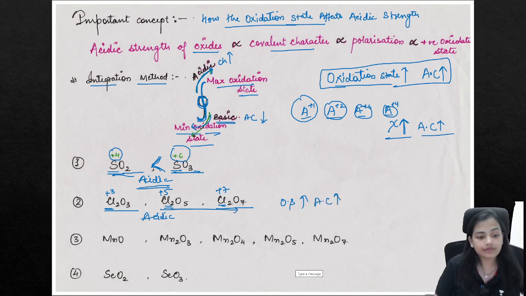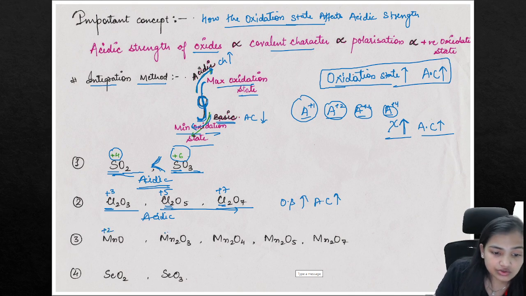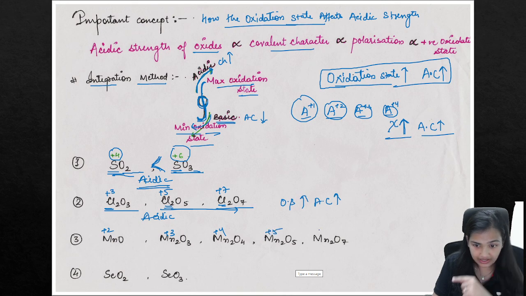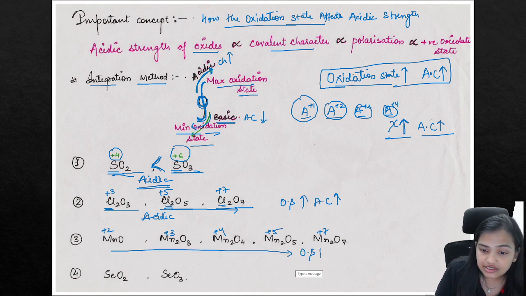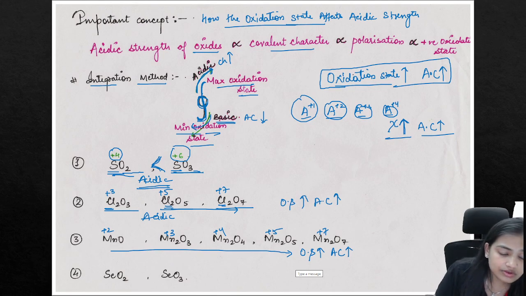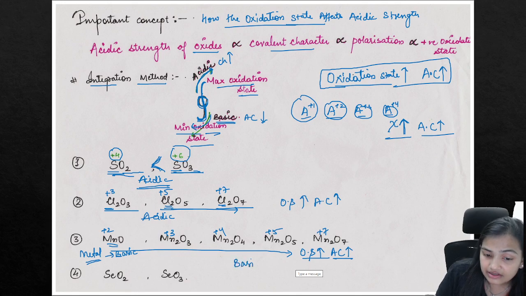Clear? Here also we have MnO in plus 2, here it is in its plus 3, plus 4, plus 5, and this is in its plus 7. So as the oxidation state increases, the acidic character increases. Otherwise, we usually know Mn is a metal, and metals are usually basic in nature. So we can say that as the oxidation state increases, acidic character increases, and the basic character decreases.